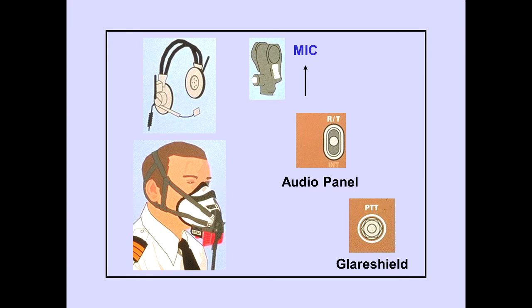You can transmit with the boom microphone or oxygen mask microphone using the mic position of the control column push-to-talk switch. The radio transmit, RT, position of the switch on the audio panel and the push-to-talk, PTT, button on the glare shield may also be utilized.